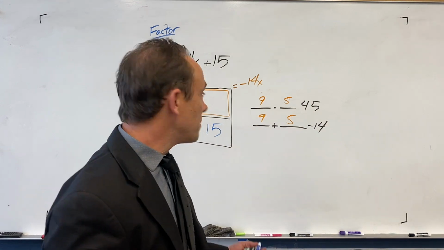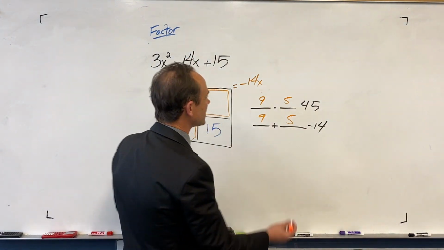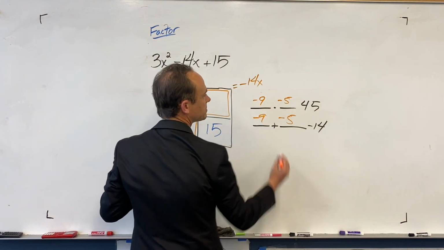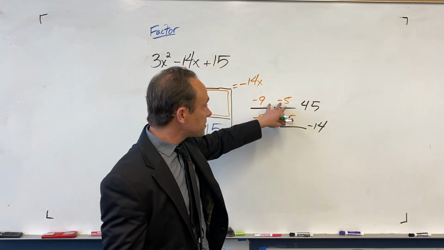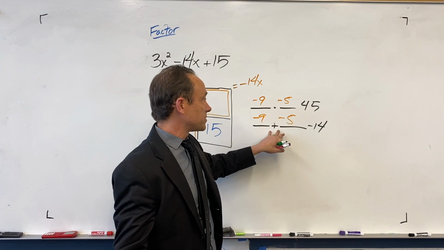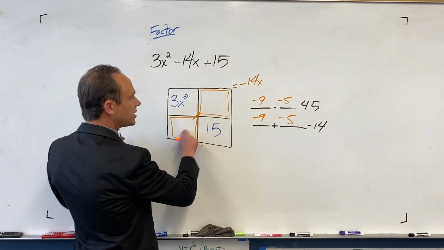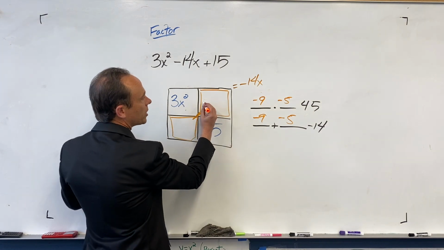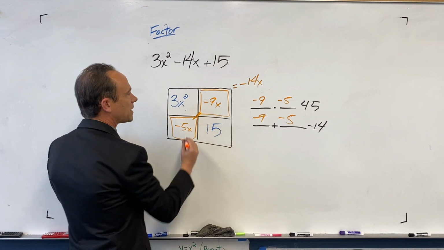I'm also going to remark that if I'm multiplying to a positive and I'm adding to a negative, that means they both have to be negative. That's the only way to make that happen. The signs have to be the same if you're going to multiply to a positive, and therefore if you're going to add to a negative, both those signs have to be negative. So they go here and here, and it doesn't matter where you put them. So I'm just going to put the 9x and the minus 5x there.